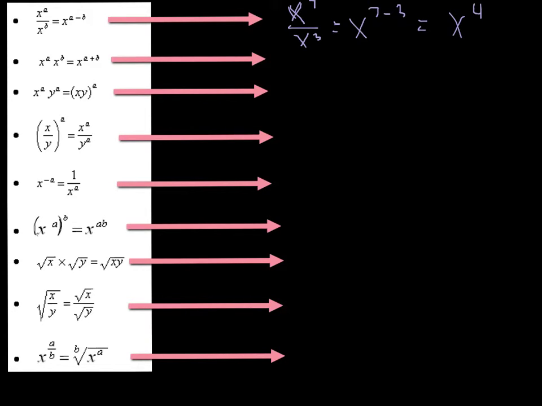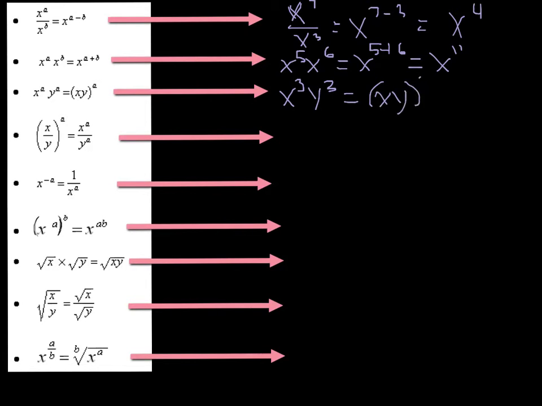If I'm going to multiply, I add the exponents. So if I had x to the 5th times x to the 6th, that's x to the 5 plus 6 equals x to the 11th. If I have the same exponent, I can combine them in one. So if I have x cubed times y cubed, I can write that as x times y and then cube it. I can change the order that I would do the problem.